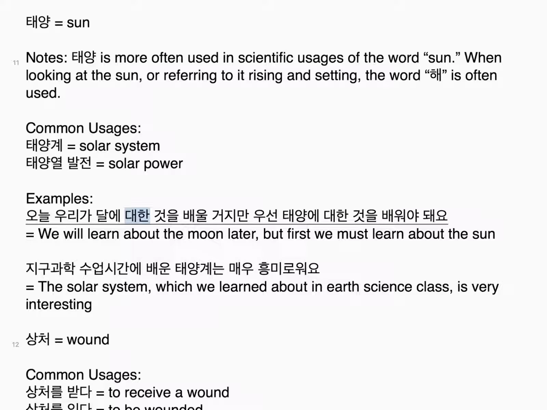Examples. 오늘 우리가 달에 대한 것을 배울 거지만 우선 태양에 대한 것을 배워야 돼요. We will learn about the moon later, but first we must learn about the sun. 지구과학 수업 시간에 배운 태양계는 매우 흥미로워요. The solar system, which we learned about in Earth Science class, is very interesting.